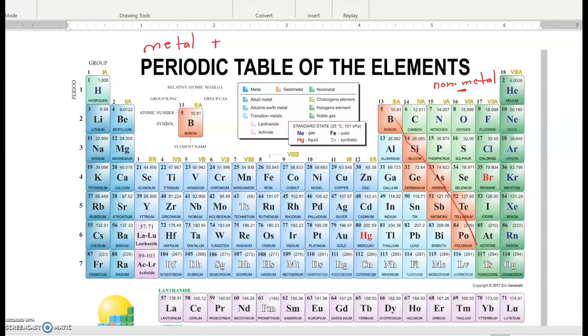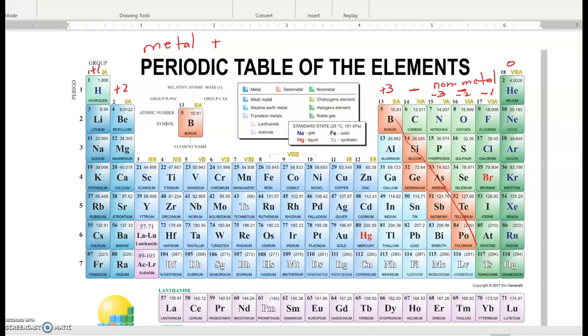Group 1, the hydrogen group, always have a +1. Group 2, the beryllium family, are +2. The boron family are usually +3. The carbon group don't usually have a charge. The nitrogen group are -3. The oxygen group are -2. The fluorine group are -1. And the noble gases don't usually have a charge.